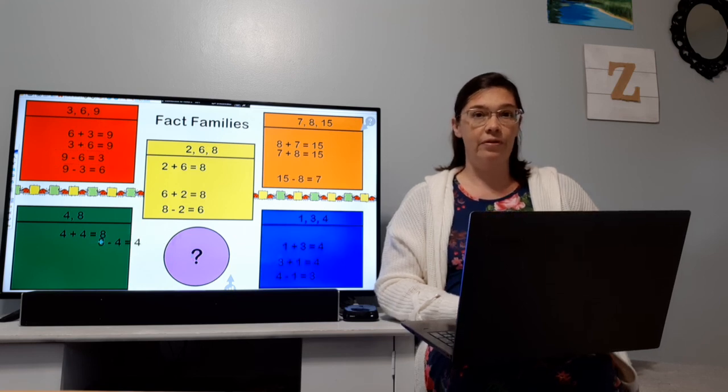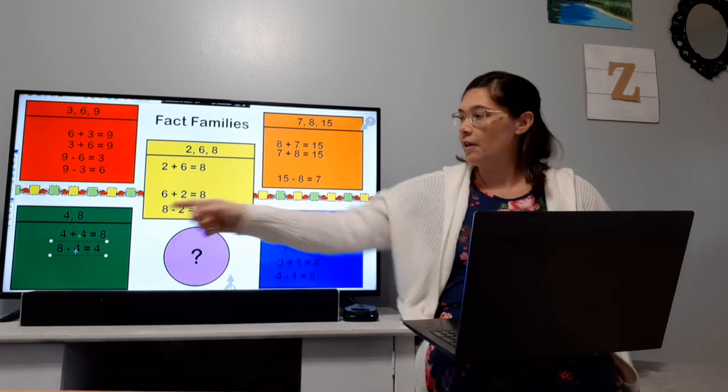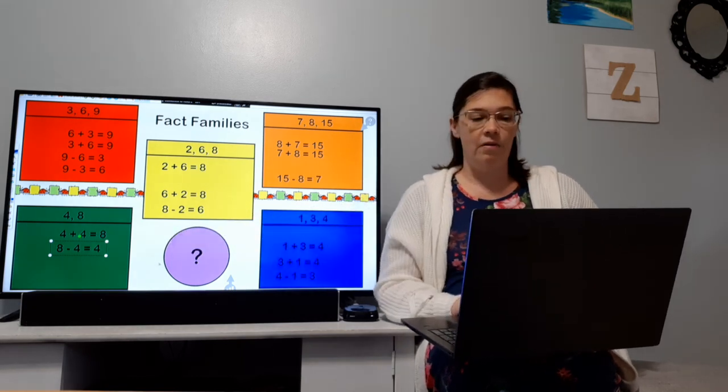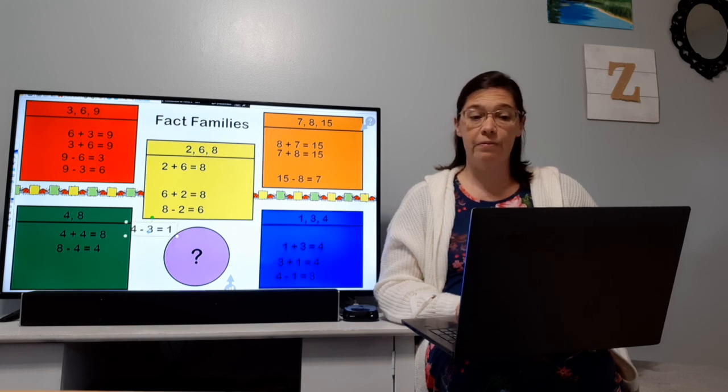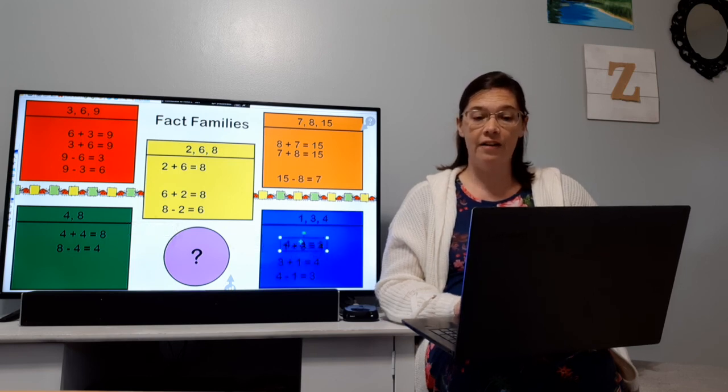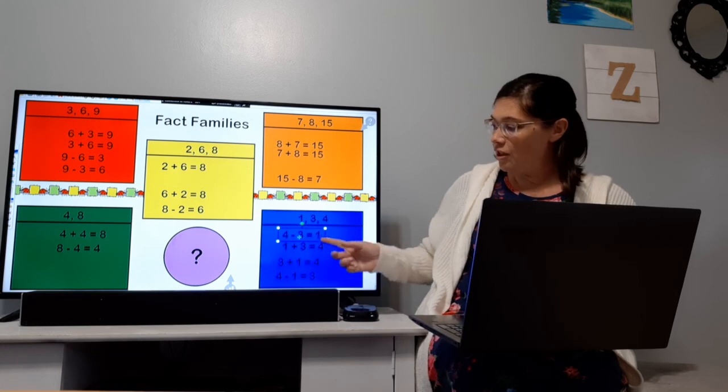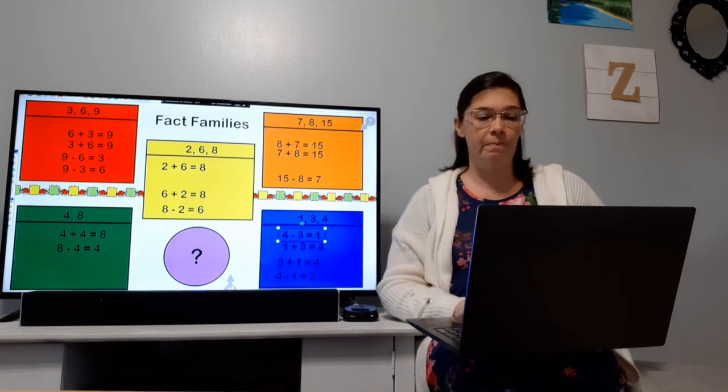8 minus 4 equals 4. That's going to go here in this green box. We would call that subtracting a double. 4 minus 3 equals 1. Oh, we're completing another fact family. Here we have 2 subtraction and 2 addition. 1, 3, 4. Okay, let's see if we can find out the last ones.